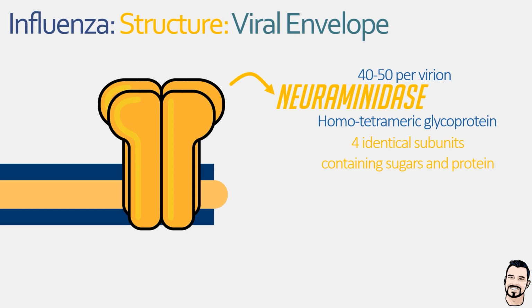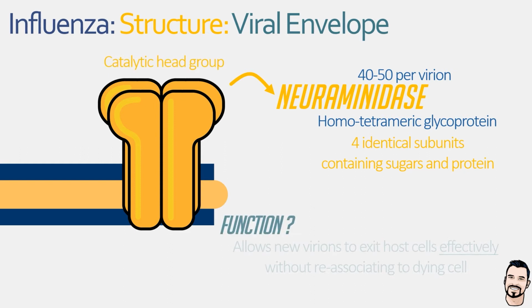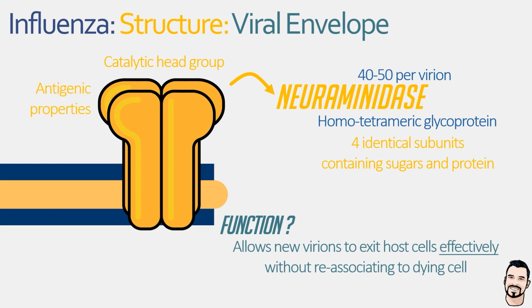Now, sticking out into the external environment is an antigenic catalytic head, which allows the virion to effectively escape from dying hosts without aggregating to other virions, or more importantly, reassociating with the dying host cell. In addition to this, just like hemagglutinin, neuraminidase proteins are antigenic, but antibodies raised against it by our bodies are non-neutralizing. Essentially, they can limit disease spread, but not stop it.